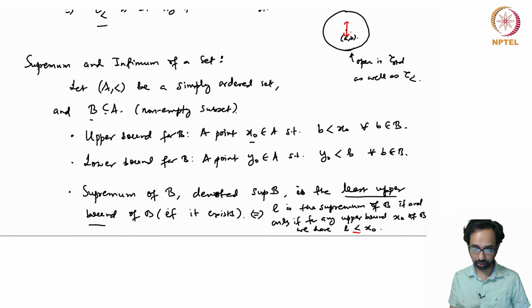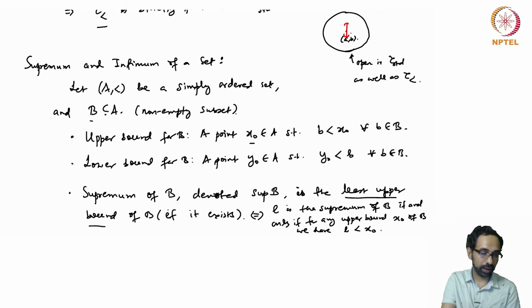And here also in the upper bound and lower bound definitions, we should allow a point x naught to be an upper bound if b is less than or equal to x naught, and similarly for a lower bound y naught could be less than or equal to b. So it just says that an upper bound for B could be a point within B itself, and similarly a lower bound, and similarly the supremum should be less than or equal to any other upper bound.